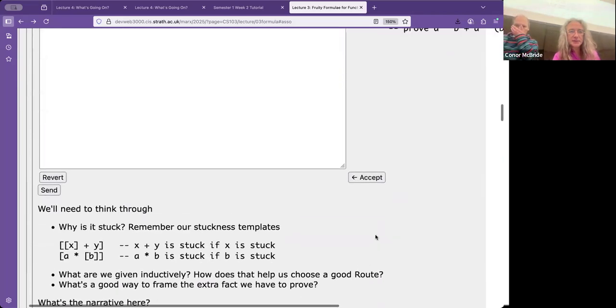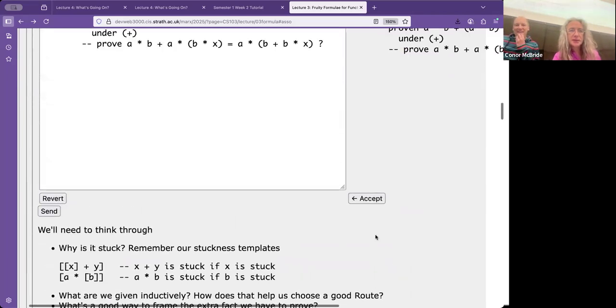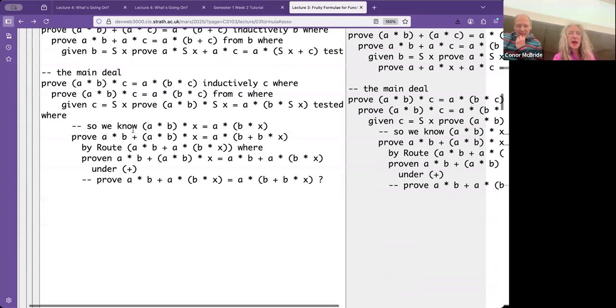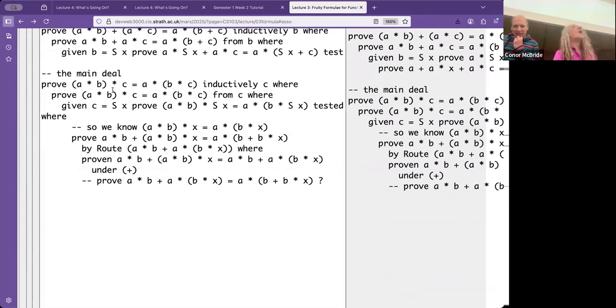So what happened, we did the why is it stuck thing, and we figured out that both sides of the equation are stuck because we need more information about C. So we said inductively, C from C test. And the base case, when C is 0, just computes down to 0 equals 0. So Lean doesn't even trouble you with it.